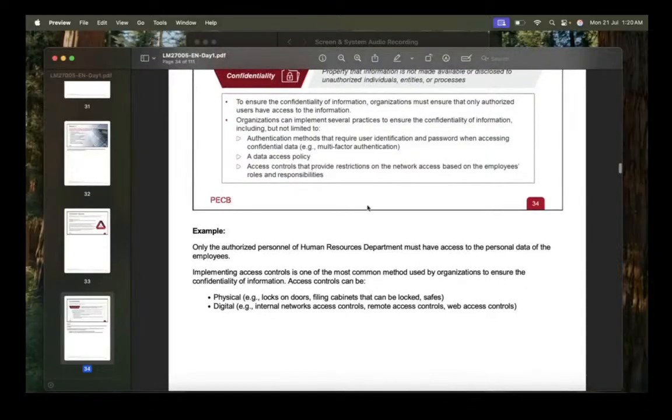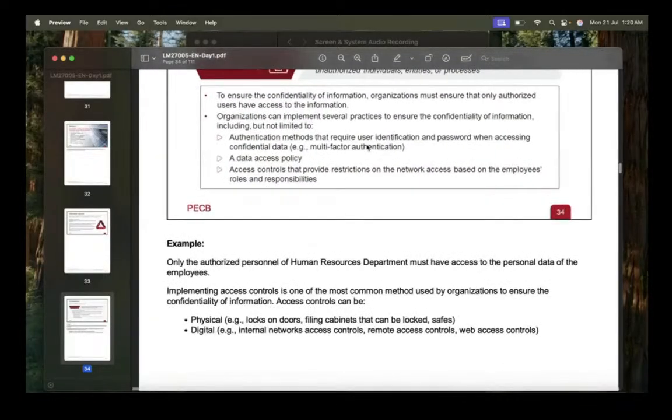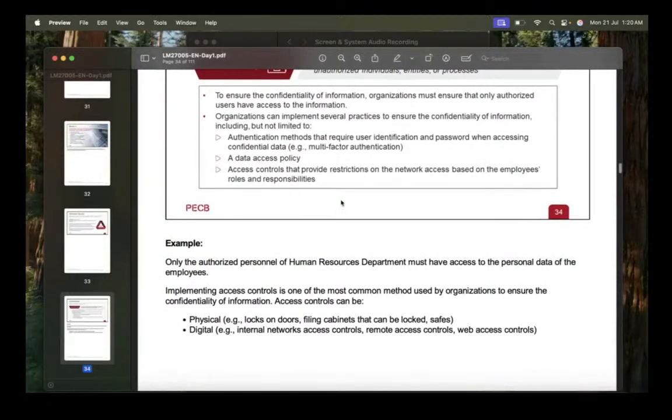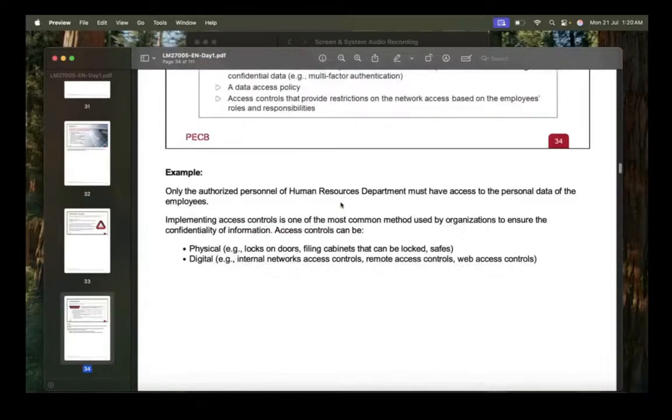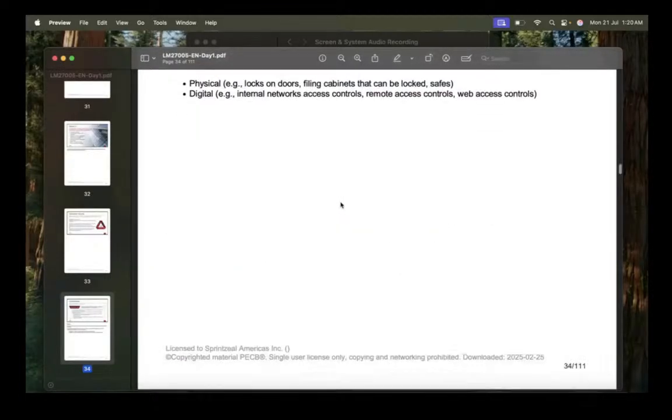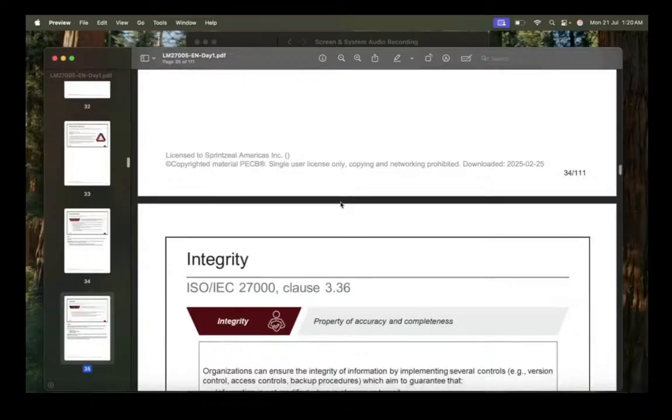I hope these three things are clear to you. We have discussed the practices, some methods, and data policies that can be there. And we've discussed the access controls. So I hope you understood the confidentiality part of it. Moving on to the next one, which is integrity.